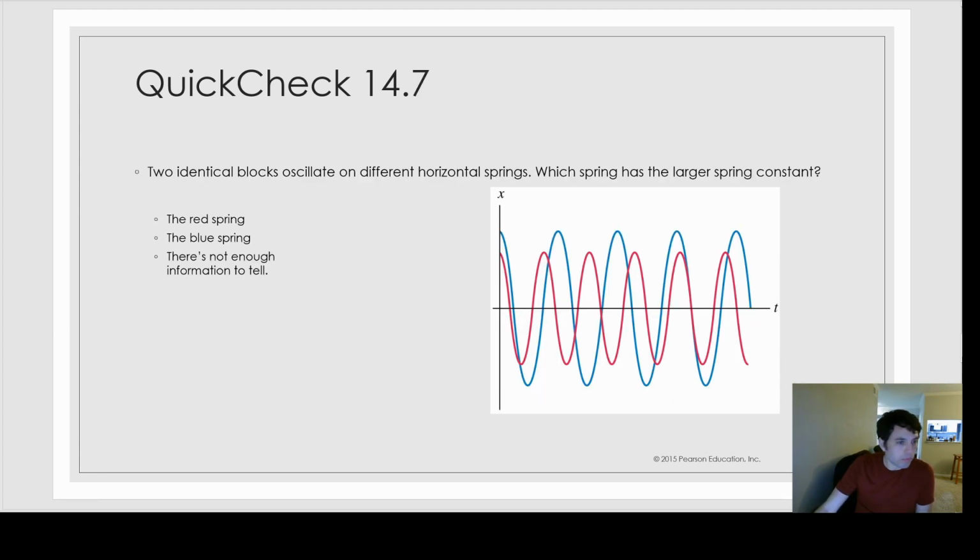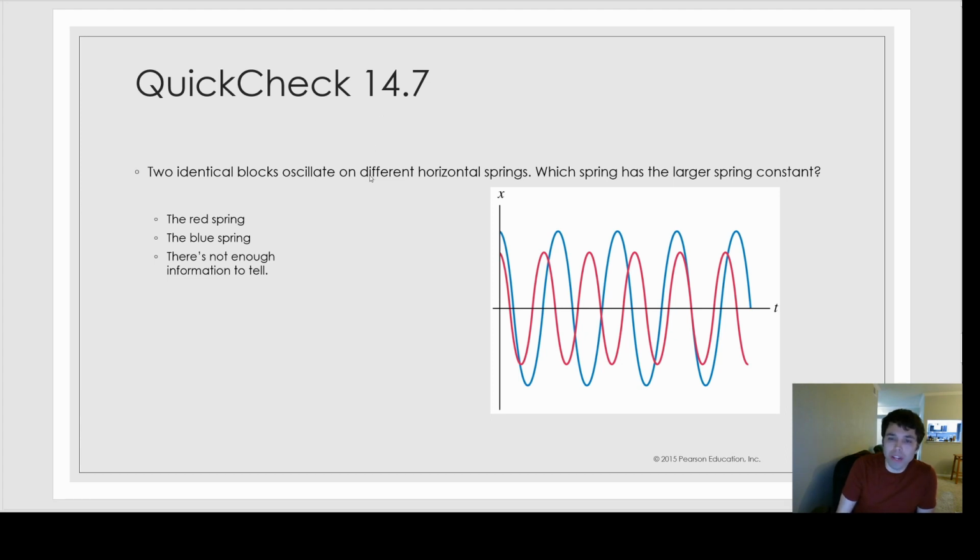All right. This next one is a little tricky. It's the first one that might throw you for a loop here. So let's see. 2 identical blocks oscillate on different horizontal springs. Which spring has the larger spring constant? Red spring, blue spring, or can't tell.